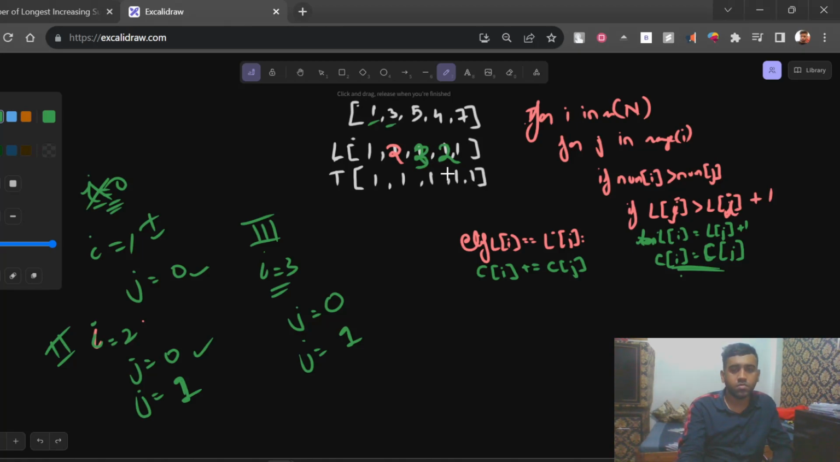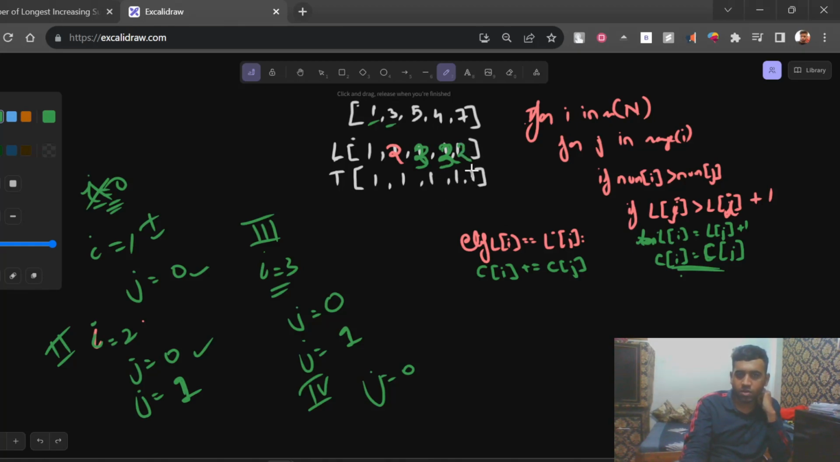For j equals to 2, this will be turned to 3, because 4 is greater than 3, and it'll stop because 5 is greater than 4, so it will not become 4 anymore. Now for 4, that is j equals to 0, that is number 7. The element is 7. 7 is greater than all of them. So what is going to happen now?